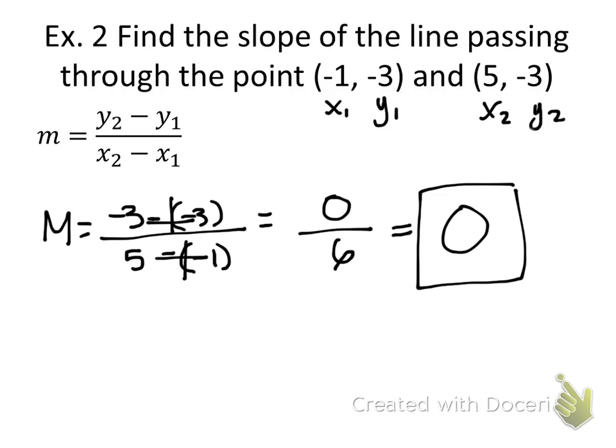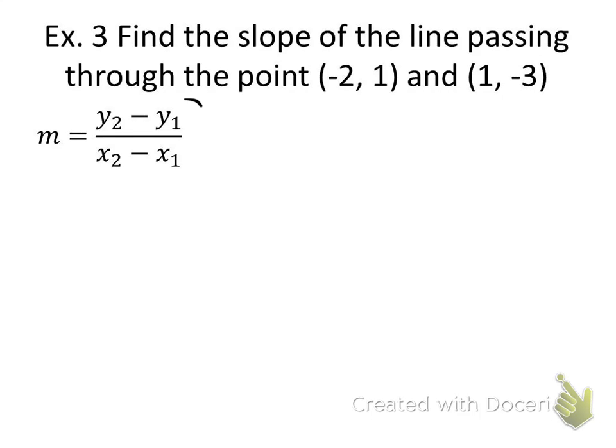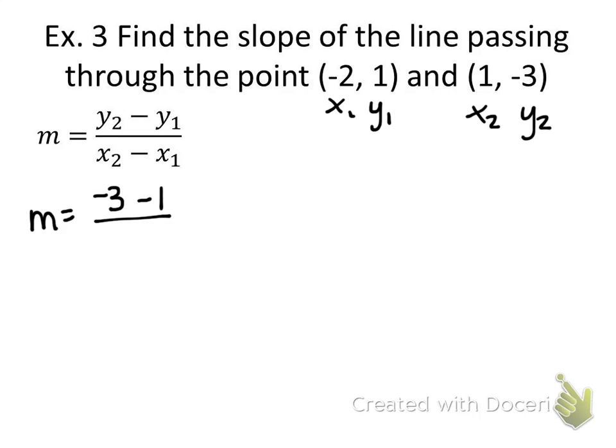Okay, let's do the next type of problem. Again, you should be getting the hint here. I'm writing this on every single example. You need to memorize it. So we've got x1, y1, x2, y2. All right, let's plug in our numbers. M equals -3 minus 1. And then I've got 1 minus -2. Okay? -3 minus 1 is -4 over, this is a positive, so 3. So I can keep it like this. Improper fractions are good. You never want to change it to a mixed number.